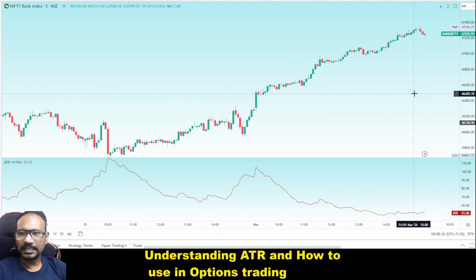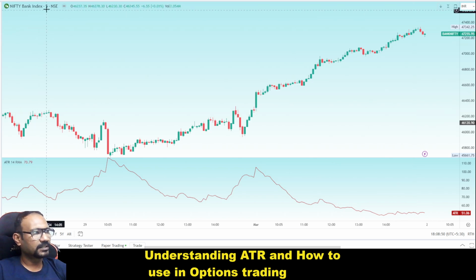So what does it mean? It means that the market can move about 50 points on the upside or on the downside. That is the range. And what is the time frame that we are in? It is 5 minutes. As you can see here, we are in a 5 minutes time frame, right?